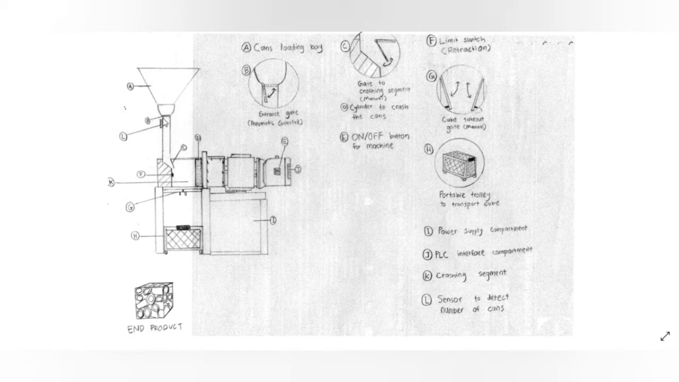So in short, we put 50 cans here, and all 50 cans pass through here. This door closes, and this cylinder starts to move. After it crushes the 50 cans into a cubic form, the cylinder goes back, and then this entrance gate starts to open again, and the cycle continues. The end product is going to look like this.